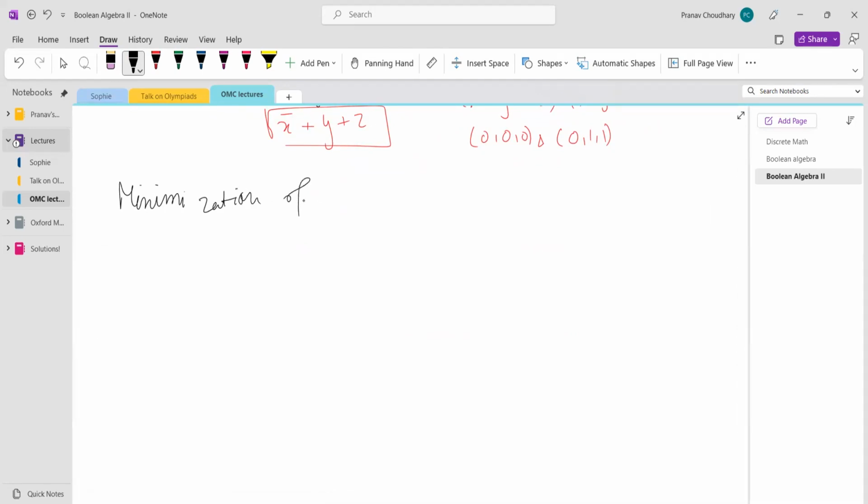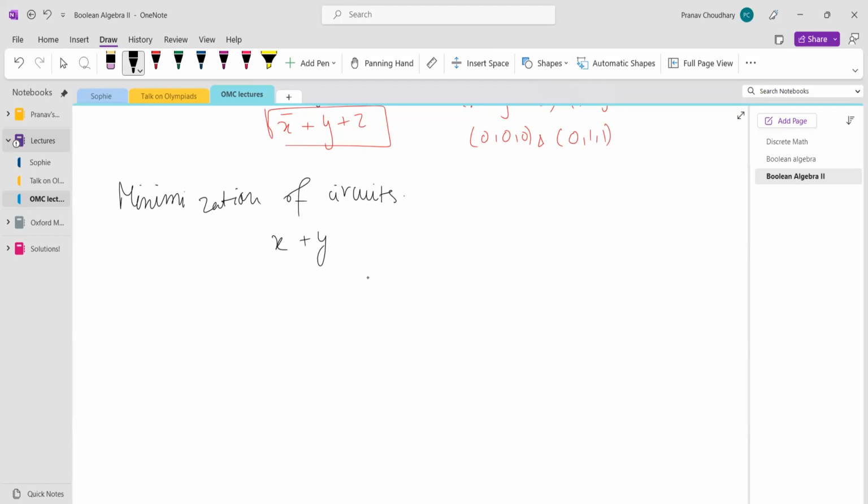Minimization of circuits. Whatever we are doing, all these circuits are used in our computers. The input is in terms of electrical signals, either one or zero. Let's say we have to consider, in computer machinery, the OR of two things somewhere.